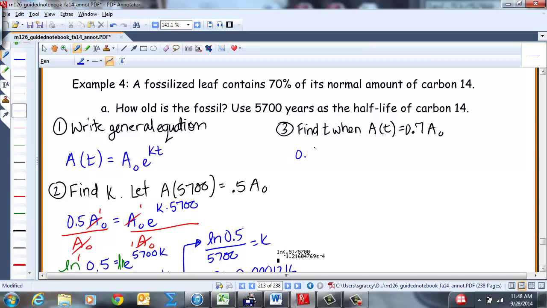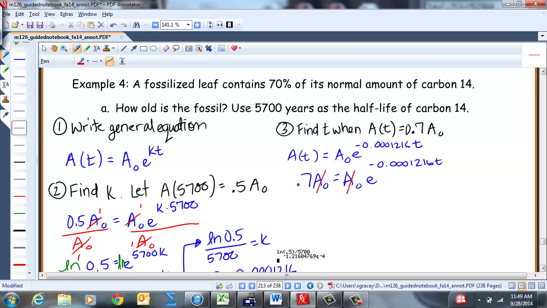So our general equation now, let's write it down first. A at t is A0 times e to the negative 0.0001216, that's what we found for k, times t. So now we're going to let A at t be 0.7 times A0, equal to A0 times e to the negative 0.0001216 times t. Do you see these A0s are going to divide out.